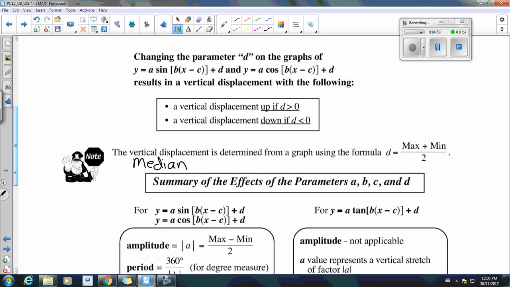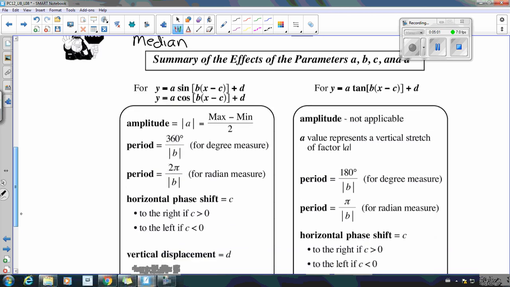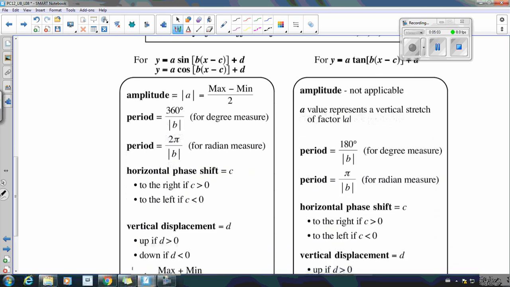The vertical displacement is determined from a graph using the formula max plus min over 2. This is sometimes also referred to as the median line, the line that cuts the graph in half. So it's very similar to our amplitude formula. Amplitude is max minus min divided by 2. The vertical displacement, or the median, is max plus min divided by 2. Again, we're just going to focus on the sine and cosine graphs. We don't need to worry about that second part on tan.